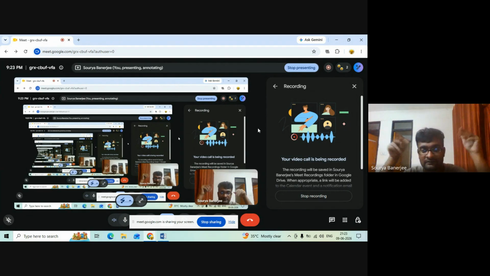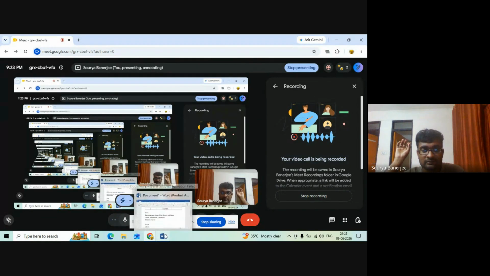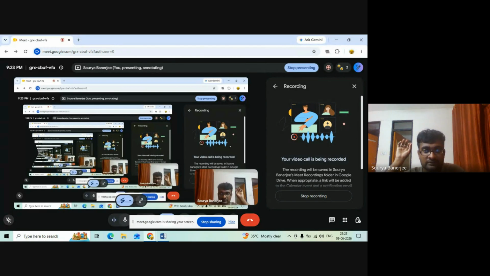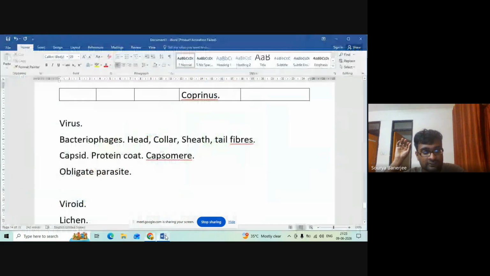Obligate and facultative are the two types of parasites. Facultative ones can stay out of the body also. That means it is optional. But in case of obligate, they are obliged to stay in a body. I can tell lots of interesting things about viruses, but those things are not in your syllabus. But whatever I am writing, please note it down.